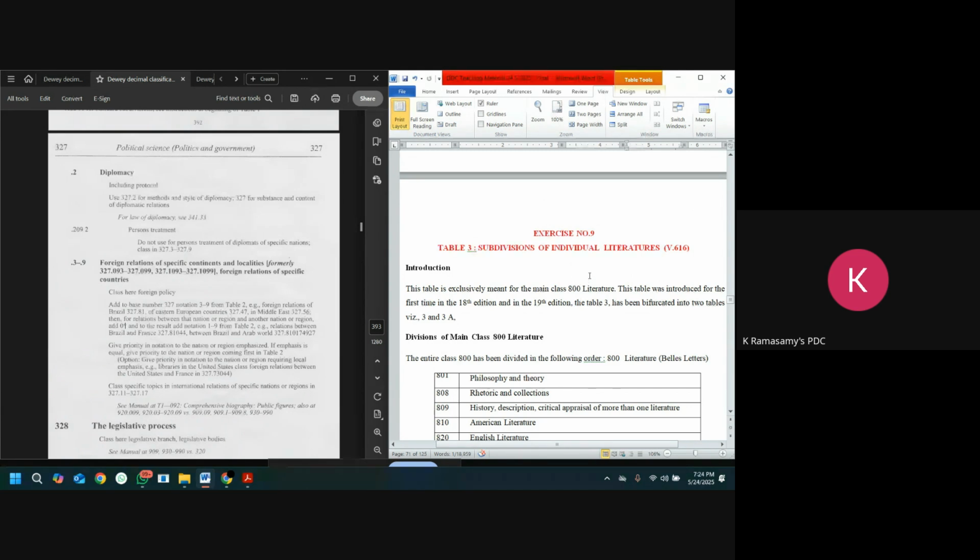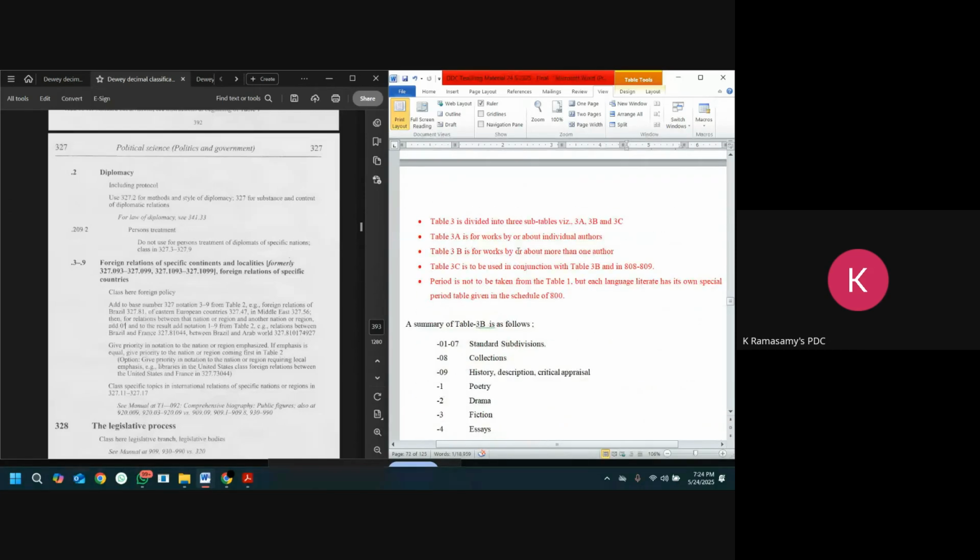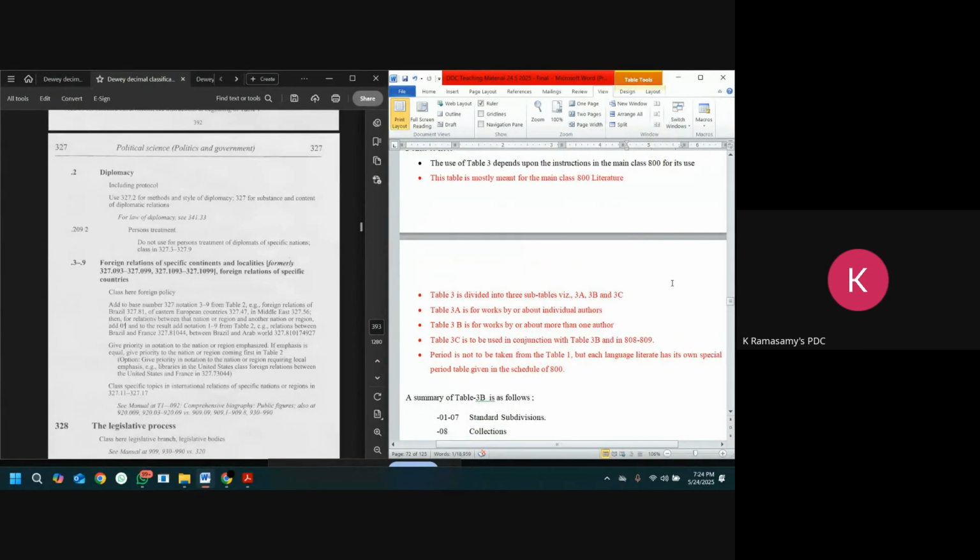Okay, fine. And table 3 has three components: table 3A, table 3B, and table 3C. These tables should be used when you are classifying a literary work written by only one author. It's John Milton's book, William Shakespeare's As You Like It. A book written by one author, you can use table 3A. If more than one author has jointly written the book, then that comes under table 3B. 3B is meant for works about more than one author.